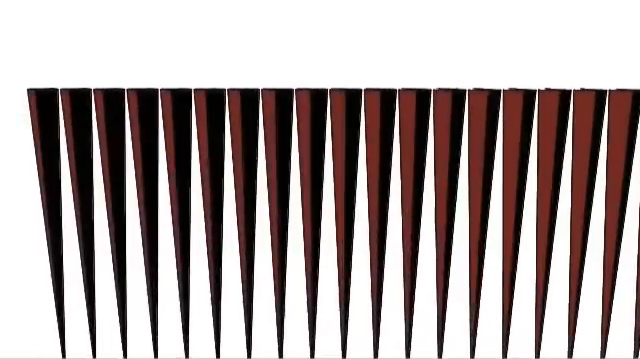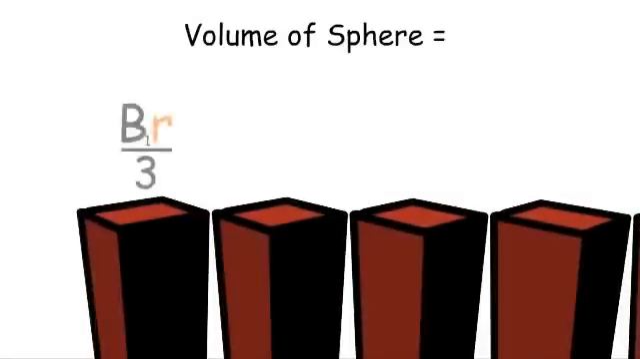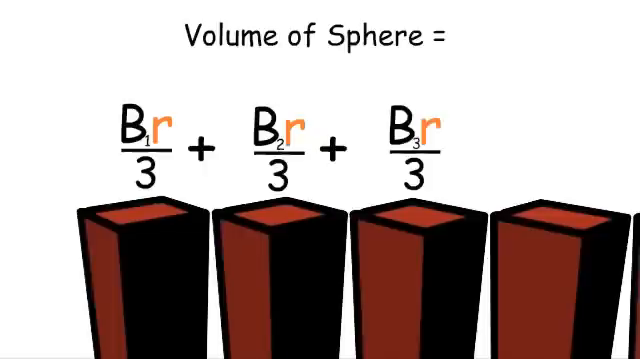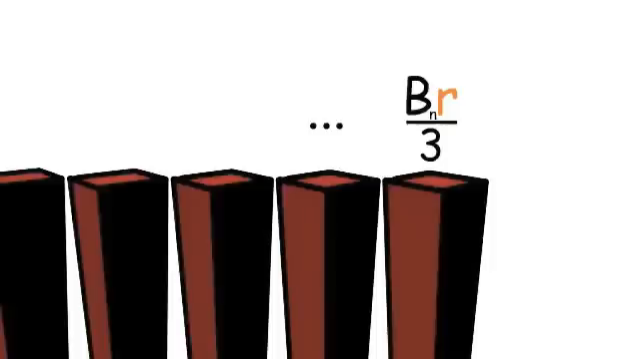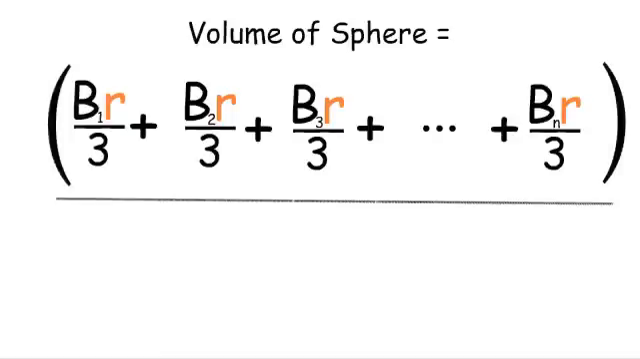So lining up the pyramids, we start from the beginning, and we have the volume of the sphere is equal to base 1 r over 3 plus base 2 r over 3 plus base 3 r over 3. And we will continue this process up until the last pyramid. Now we don't know how many pyramids we have, so we just let base n r over 3 represent the last pyramid. So having added up the pyramids together, we have this complete simple formula to work with.